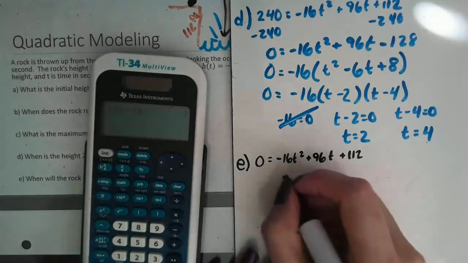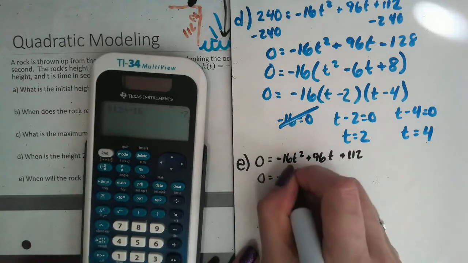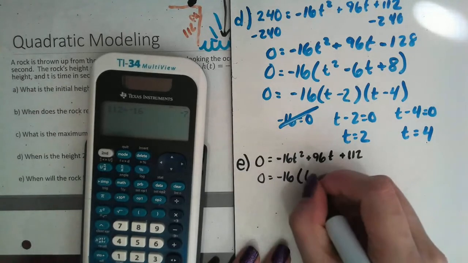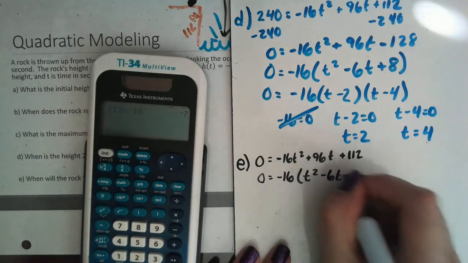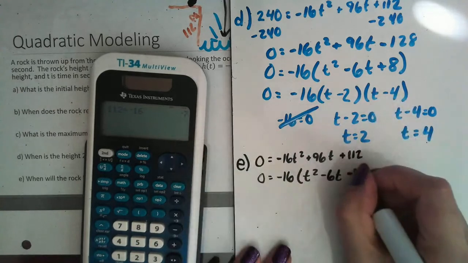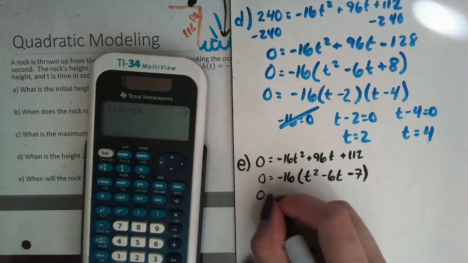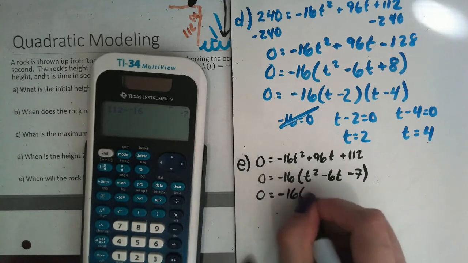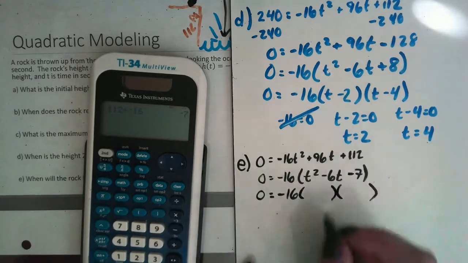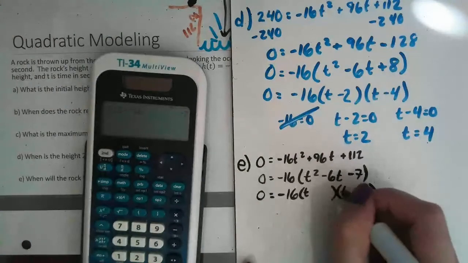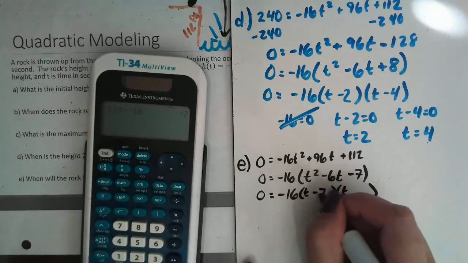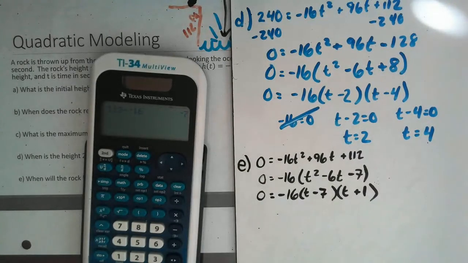And I can, awesome. So I'm going to have 0 equals negative 16 times t squared minus 6t, and now we have minus 7. And that factors as well. So we'll have 0 equals negative 16 times my two sets of parentheses with t's first. I need a minus 7 and a plus 1.